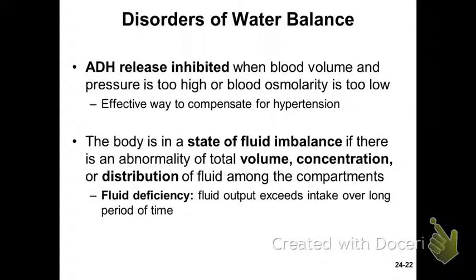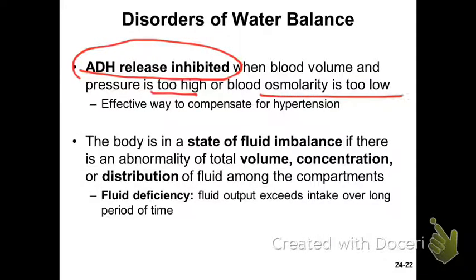Now, ADH is released when you're dehydrated, so what would inhibit the release of ADH? Right? ADH release will be inhibited when the opposite is true. So when the blood pressure is too high, or when the osmolarity of the blood is too low, then you will not release ADH. So the body is releasing ADH or not releasing ADH as part of this homeostatic mechanism. Now, if there is an abnormal amount of fluid in the body, if there's an abnormal volume or concentration or distribution, then you can either have fluid deficiencies or fluid excess, as would be seen in edema.